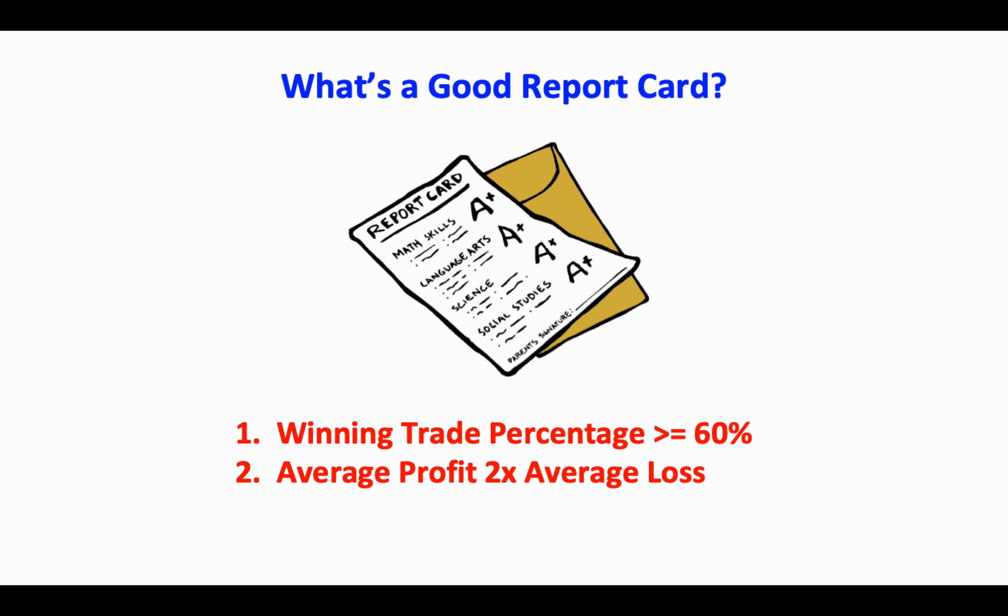Well, here's what I'd say a good report card is, and one is that your average winning trade percentage be 60% or higher. So at least 60% winning trades. You might get higher, but don't take any lower than that. And then your average profit be twice the size of your average loss. Do the math. If both those things are present, then your system is cooking with gas.